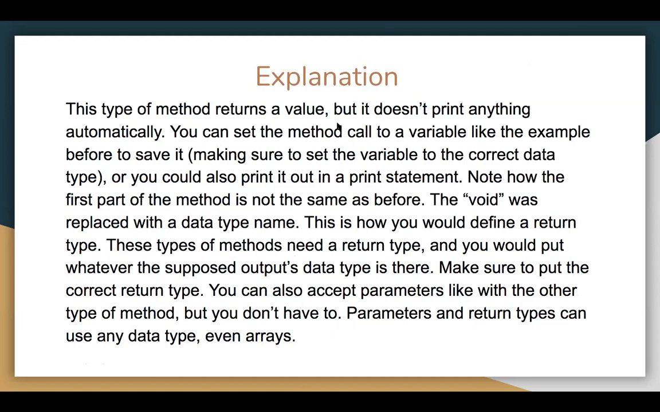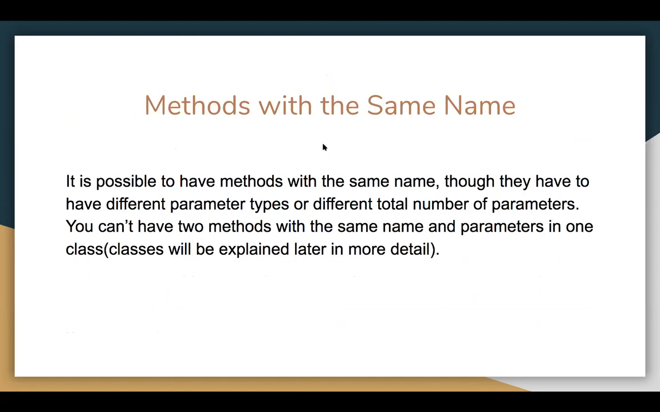Again, this is an explanation. The following few slides are going to be closing details. We already passed the very important details. But if you have ever had a question with methods with the same name, it's possible to have methods with the same name, though they have to have different parameter types or a different total number of parameters. So you can't have two methods with the same name and parameters in one class.